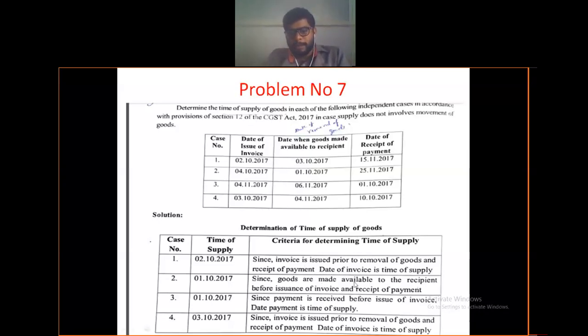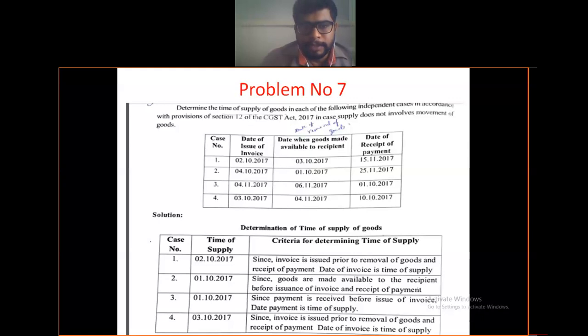Since goods are made available to the recipient before issuance of invoice and before receipt of payment, the time of supply is the date of removal of goods, or the date when goods are made available to the recipient.